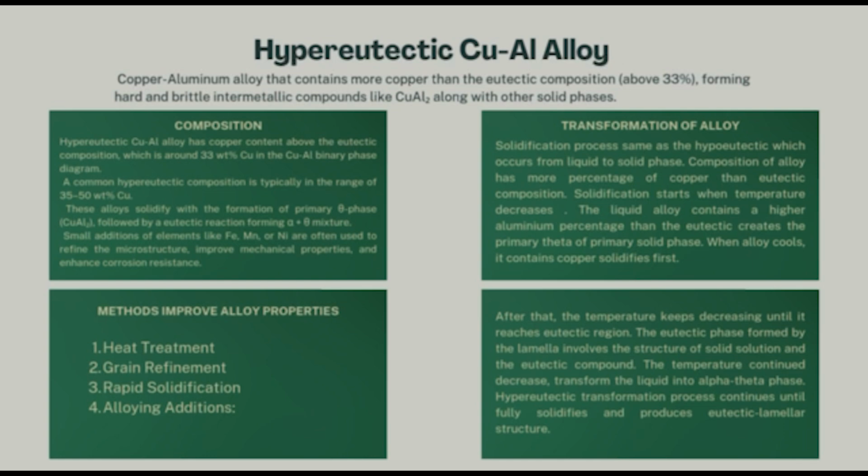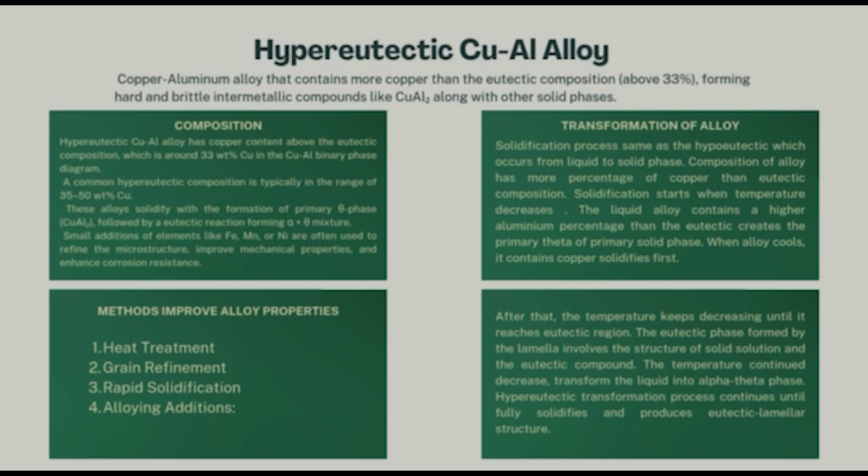And the transformation of alloy, where the solidification process is the same as hypoeutectic, which occurs from liquid to solid phase, and the composition of alloy has more percentage of copper than eutectic composition. The solidification starts when temperature decreases. The liquid alloy contains a higher aluminum percentage than the eutectic, creates the primary theta, the primary solid phase. When the alloy cools, the copper solidifies first.